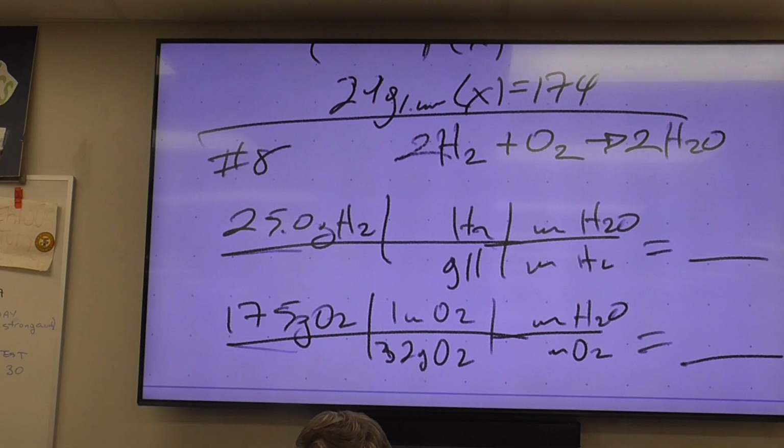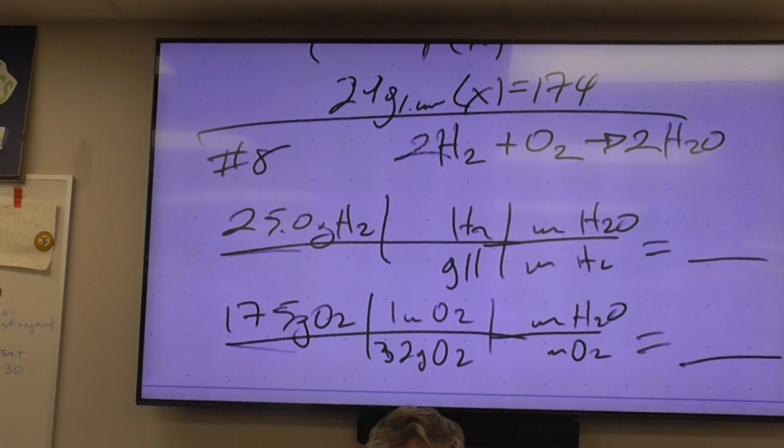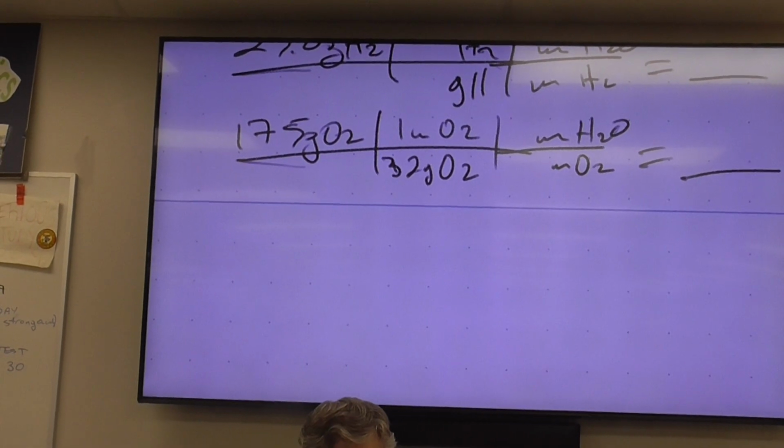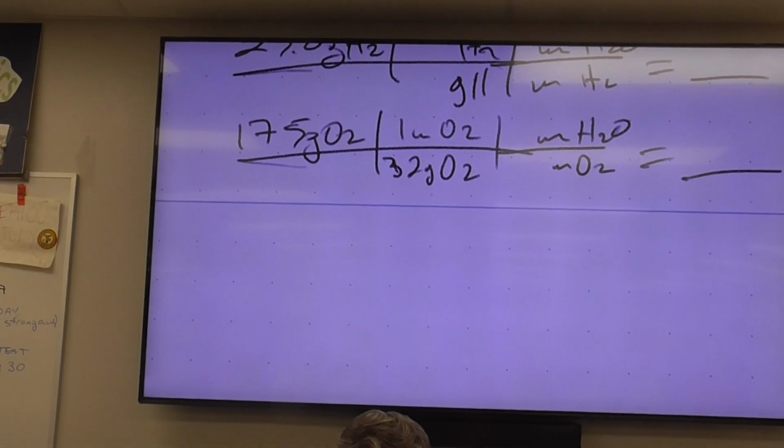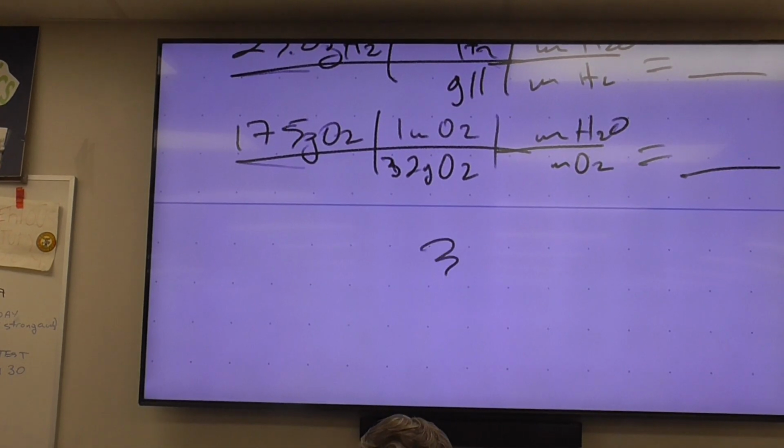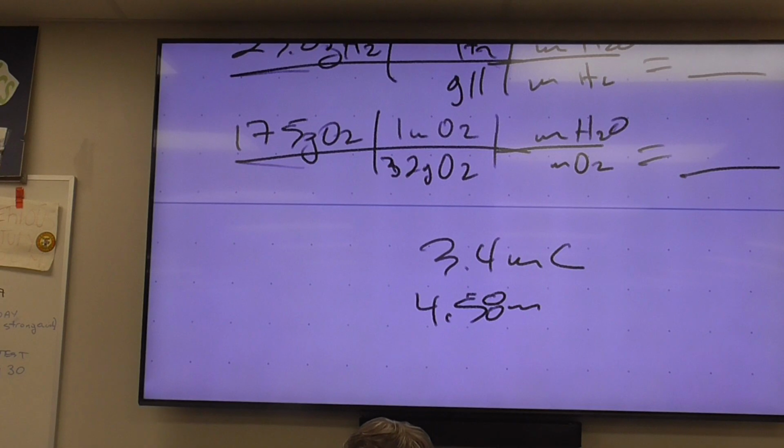Going to that last free response question, you're going to do the same thing. You're going to convert them into moles. This gets a little bit weird. You've got 4.58 moles of hydrogen and 3.41 moles of oxygen.